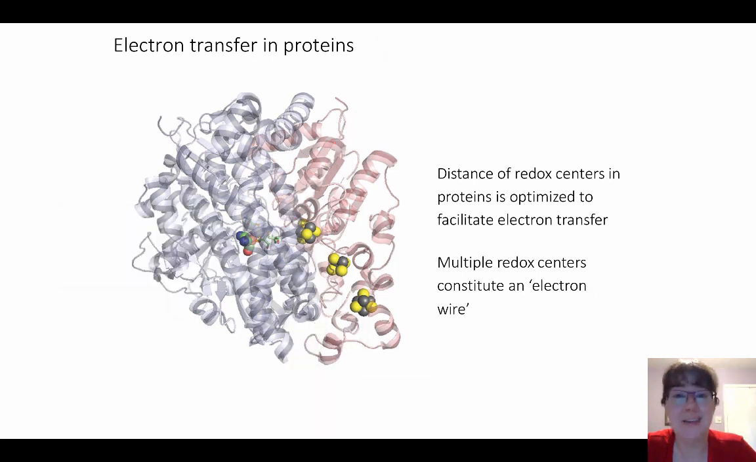So they're essentially acting like a wire does in the walls of your house to carry electricity. So they are still carrying electrons, which is technically electricity. It's just a very, very small amount. So these multiple redox centers basically constitute an electron wire, as they can pass electrons to each other and get them out of the enzyme.